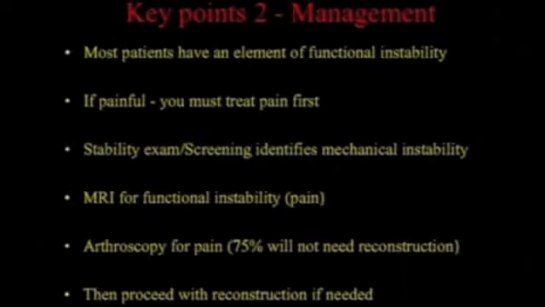Okay, so we're just going to recap again. Most patients will have some element of functional instability with your mechanical. You must treat the pain first and stabilize, as in when necessary. MRI is good for looking for pain, not so much for functional instability, but for pain around the mechanical instability that you get. And scope is good. 75% of your patients probably will not need reconstruction because you're just in pain and not in mechanical instability.